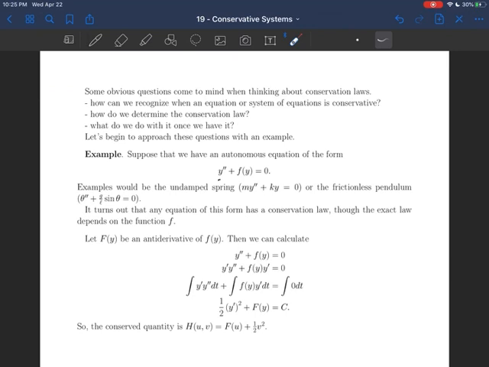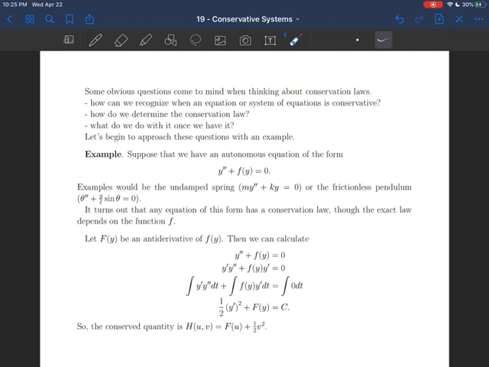So we've seen examples of this before. Undamped spring, m y'' + ky = 0. That would be y'' + (k/m) y = 0. Or a frictionless pendulum, we've seen θ'' + (g/L) sin θ = 0. Now, it turns out that any equation that has this form, and there are many equations that have that form, is conservative, has a conservation law.